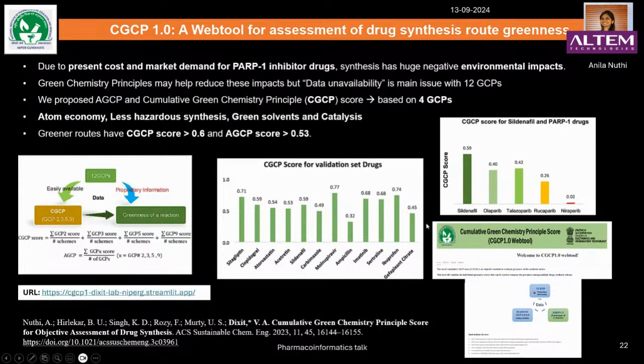Then the same methodology was applied to PARP inhibitors, and as you can compare, the most green route for sildenafil gets a score of around 0.6, but all the PARP inhibitors have a lower score. That means there is scope to further improve their synthesis procedure and make it more green. This analysis is only possible through our CGCP score, and to ease the calculation of this score, we have also developed a web tool that is accessible through these links.